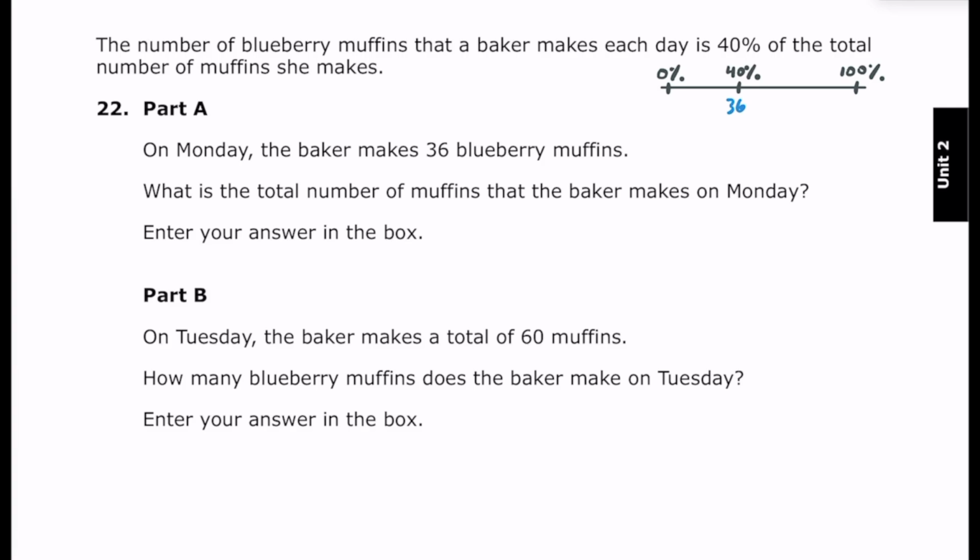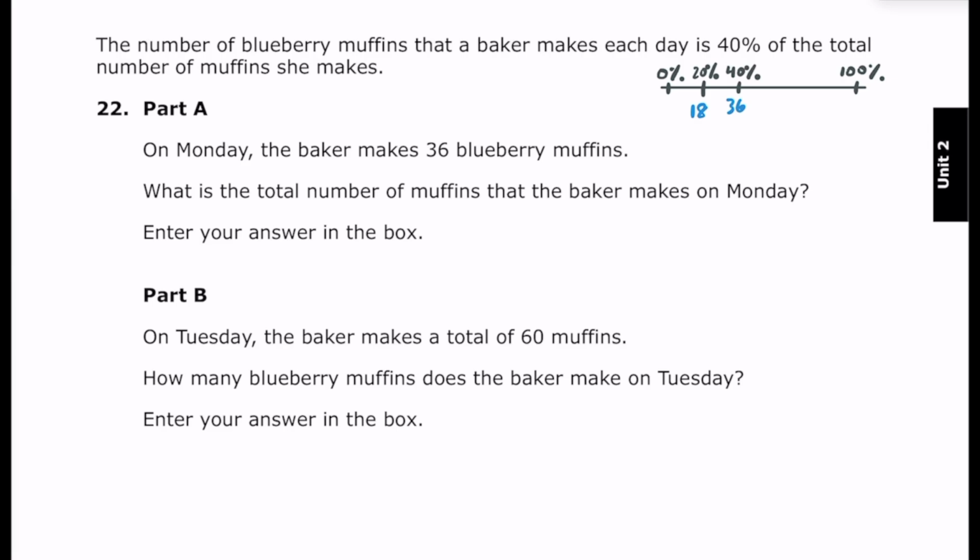Well, let's see. Getting to 100% is a little bit trickier, but maybe we go to 20%, right? If we find out 20%, that is half of 40%. So half of 36, 36 divided by 2, that would end up being 18. So 18 would be 20% of the entire thing, right?